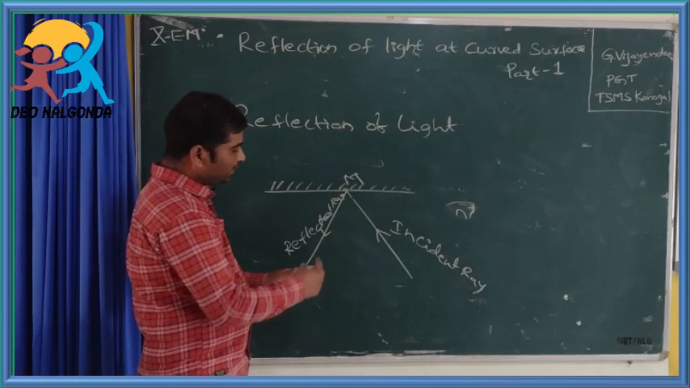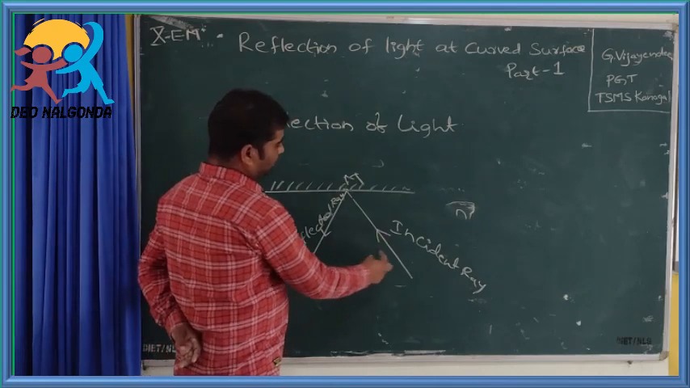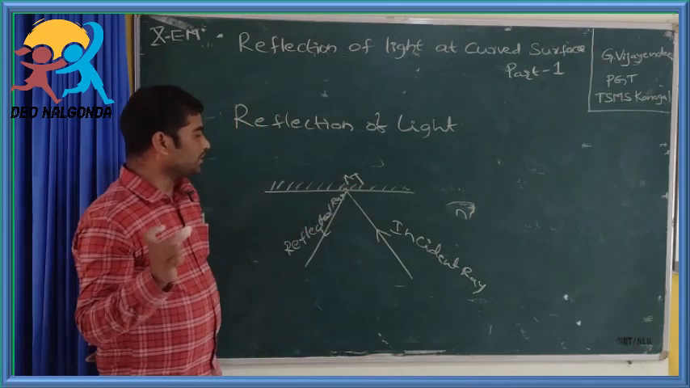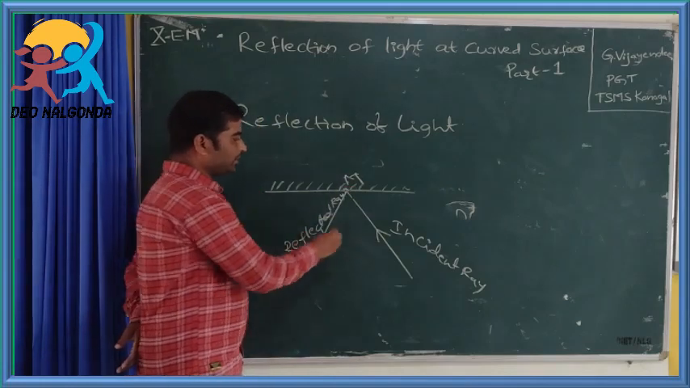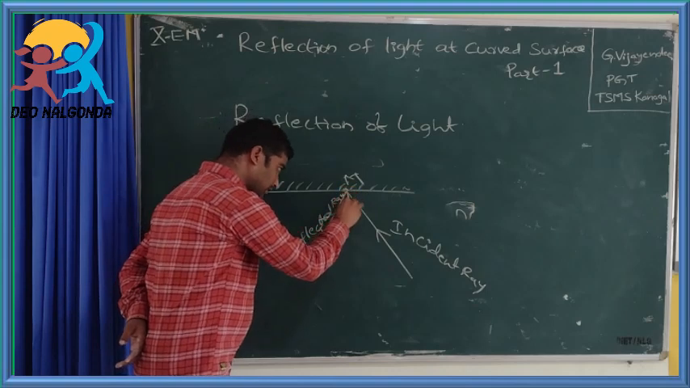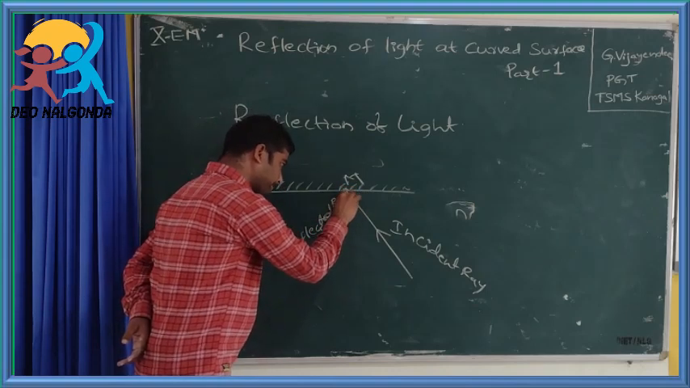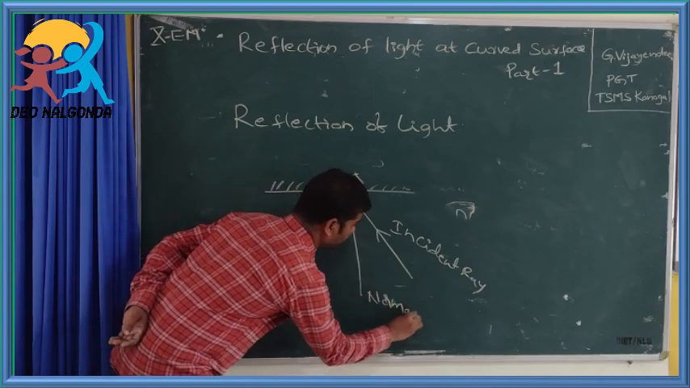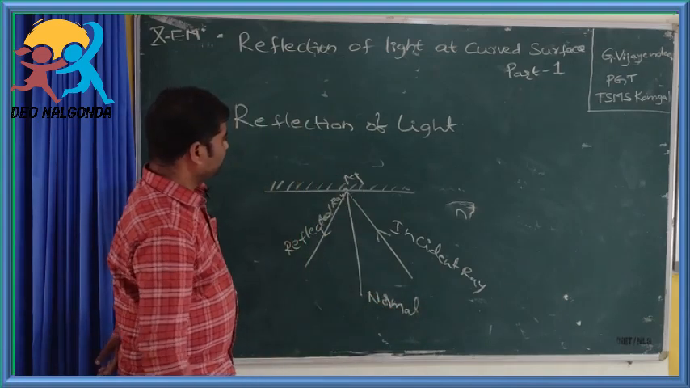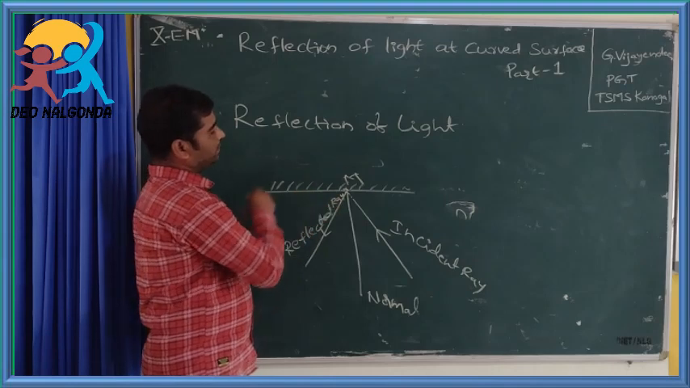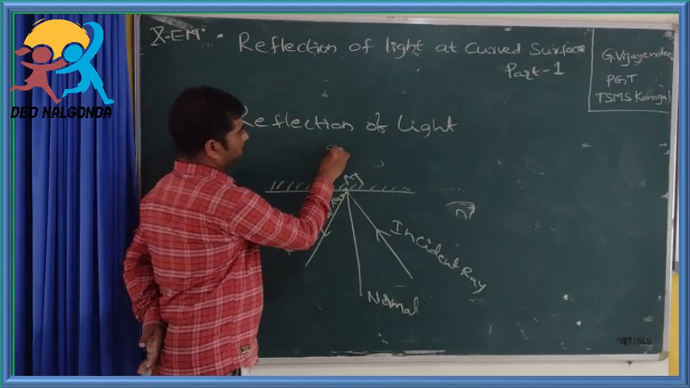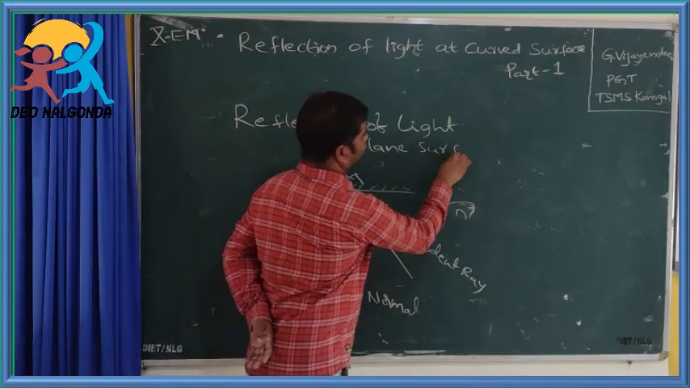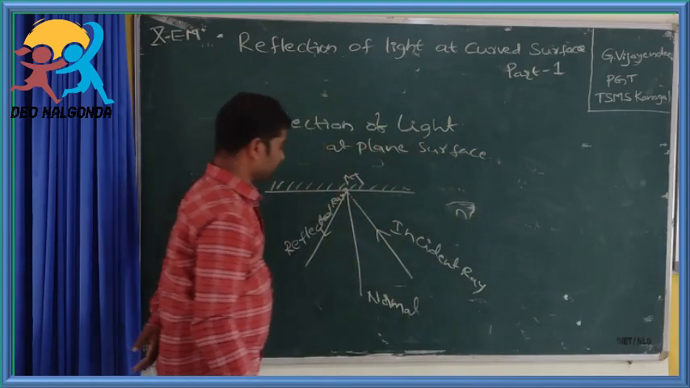Next, to find at what angle this ray is incident, at the point of incidence we must draw the normal. We draw the normal as the perpendicular. This is the normal. This is the plane surface, reflection of light.